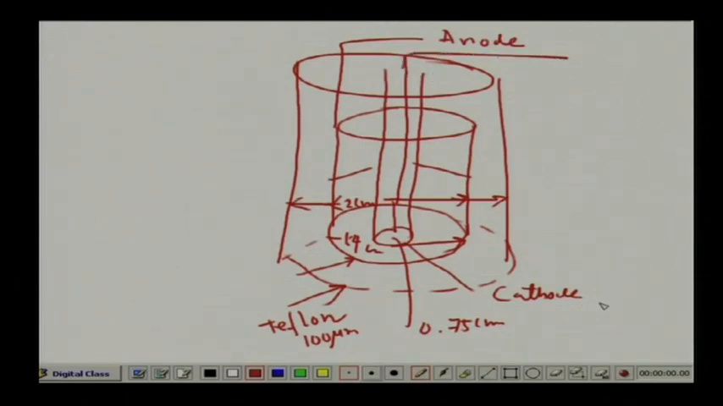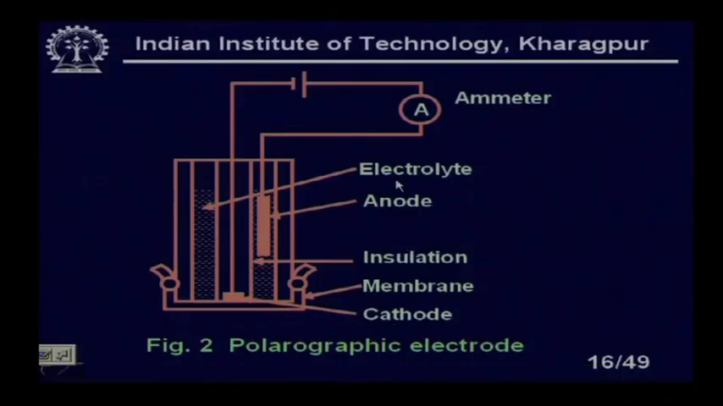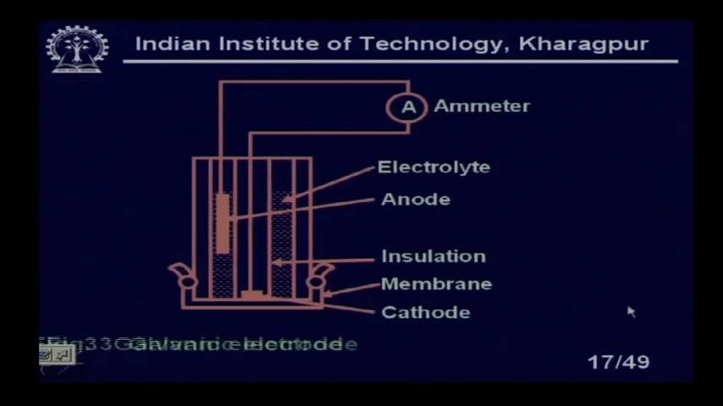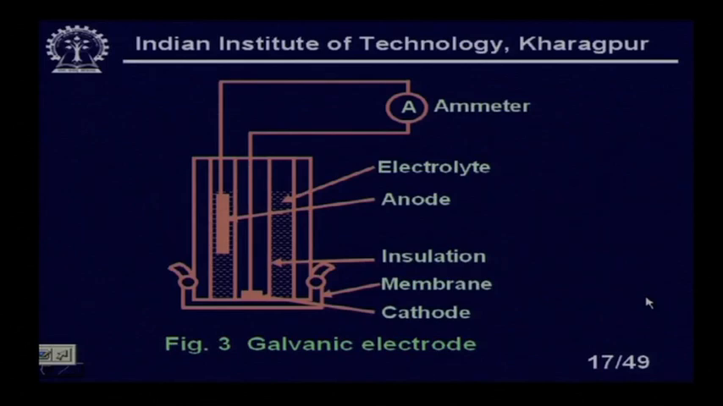It will go to the anode and this will also get a signal here. I am not showing the bias, because the galvanic electrode also has the same type of form. The anode can be made of lead and the cathode can be made of silver. These are our polarographic electrodes, insulations. We have a membrane here, we can use a Teflon here. This is a galvanic electrode.